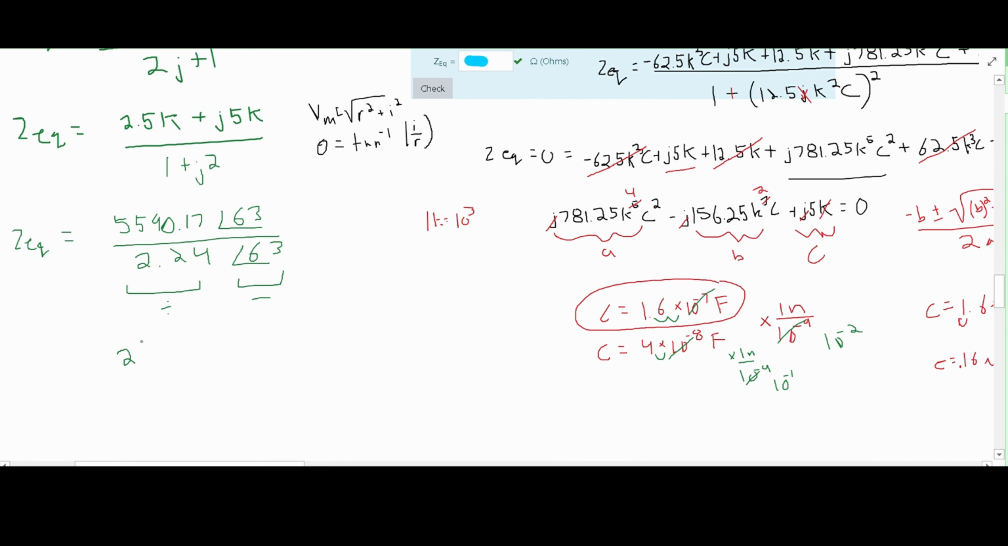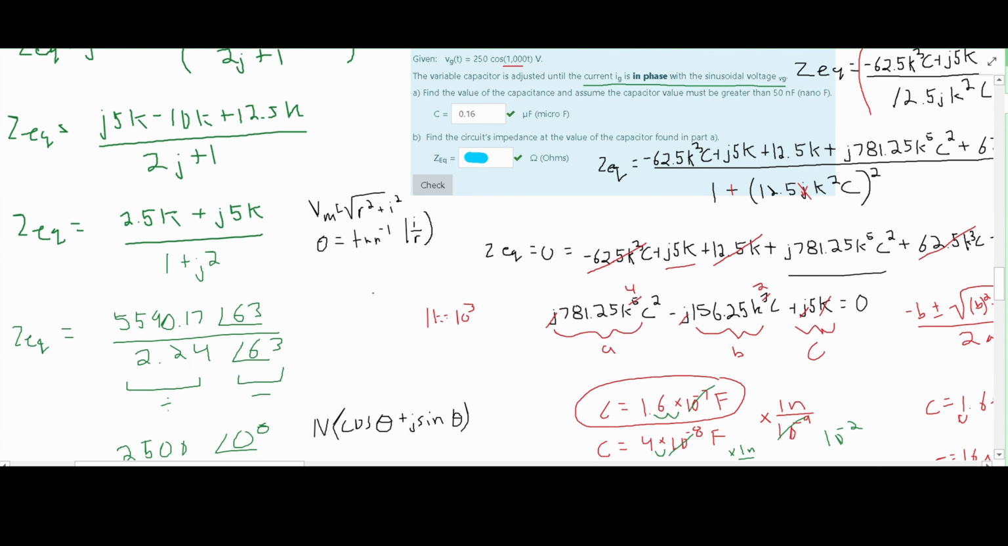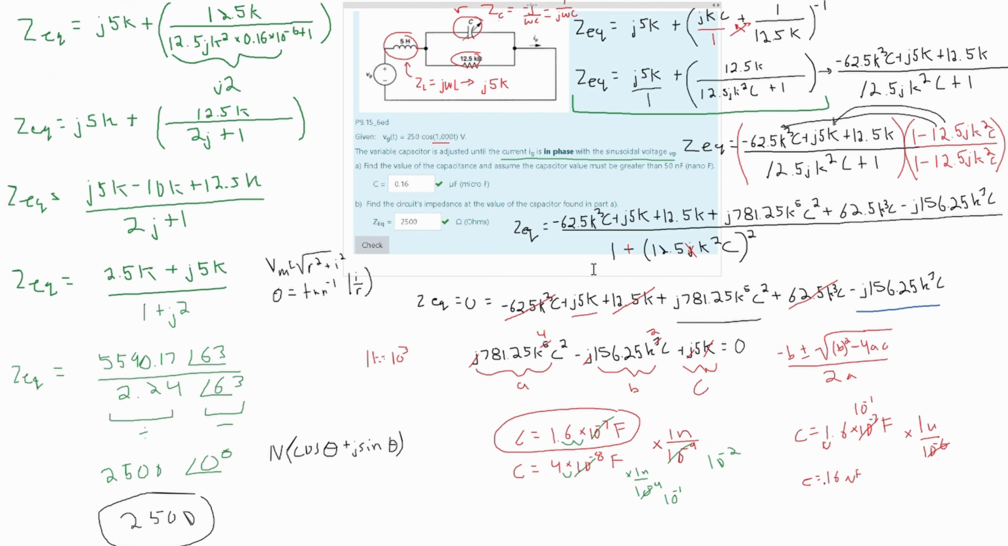If we do this for our magnitude, we are going to get 2,500 with an angle of 0 degrees. If we convert this back to rectangular form, which we would use the number and then in parentheses the cosine of our angle plus the j times the sine of our angle, and this will just give us 2,500. So this is going to be our Z equivalence. And that is how you would go about solving this problem. Everything on the right is for part A, and then everything on the left in green mostly is for part B.